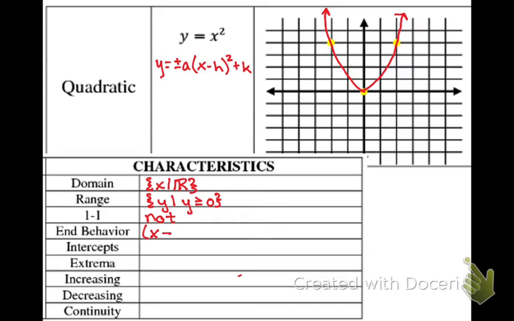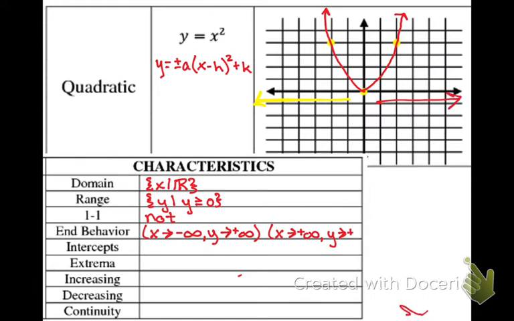As x approaches negative infinity, y approaches, now again, x approaches negative infinity this way. What is y approaching? What are my y's doing? Positive infinity. Going to positive infinity. And as x approaches positive infinity, what are my y's approaching? Positive. So as x goes out here, my y's are going up.